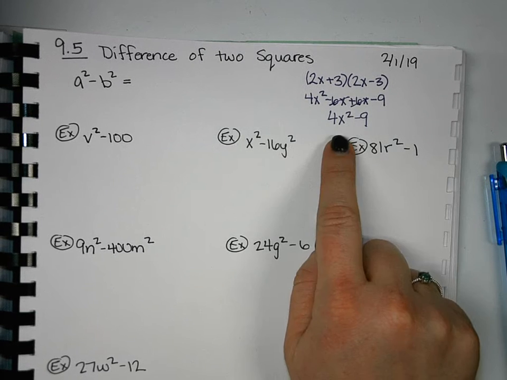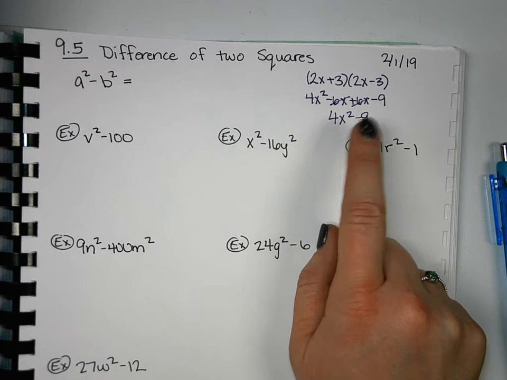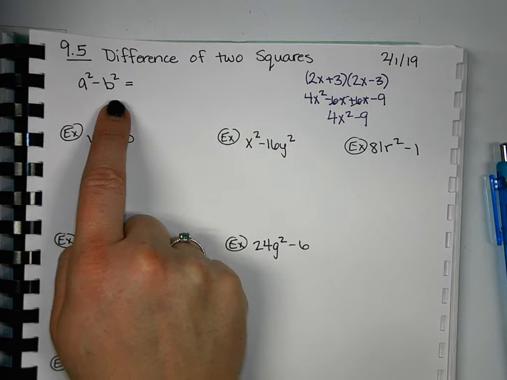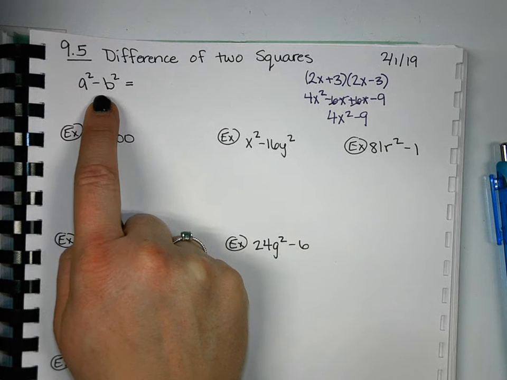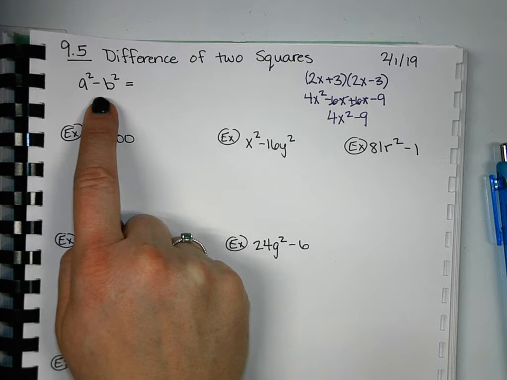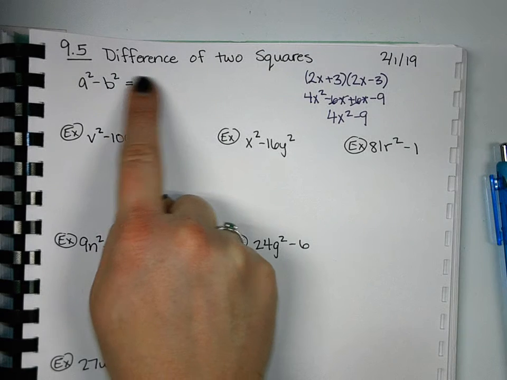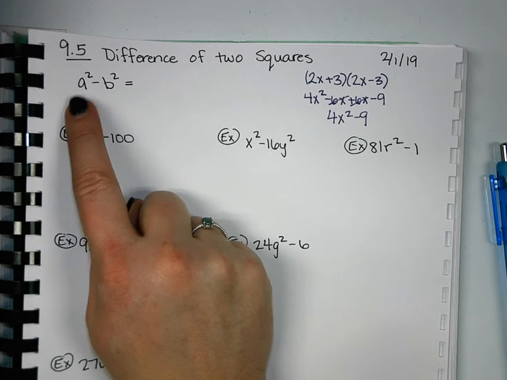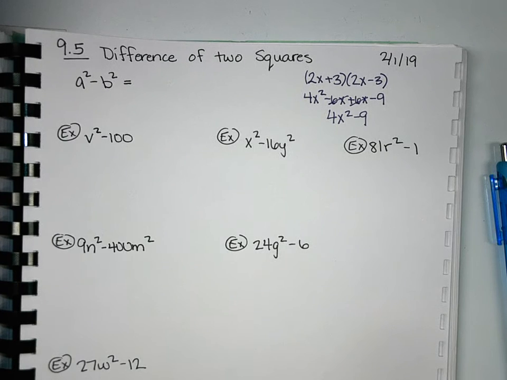How to know if a letter is a perfect square? The exponent has to be even. So if your exponent is even, it's a perfect square. Okay? So the pattern, when you do have two perfect squares, they have to be subtracted. This doesn't work if they're being added. So that's why it's called difference. Difference is another word for subtraction. So it has to be two perfect squares being subtracted.